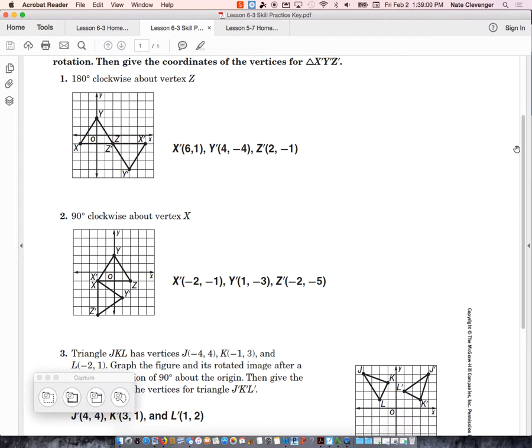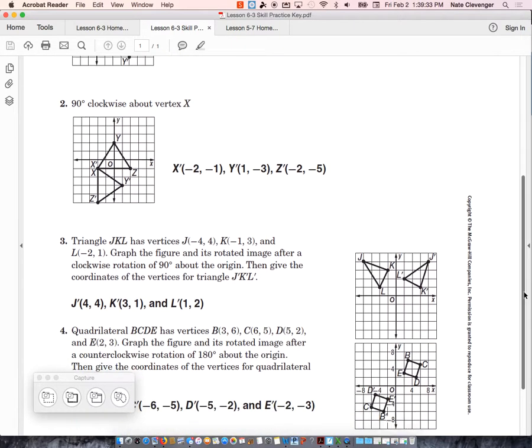Number 2, you have your 2 images again, and I showed somebody, probably in this class that was in MTSS, this one wrong. I took this point and put it out here instead of in. So if that's you, don't count that wrong. But otherwise, the ordered pairs are x prime is -2, -1, y prime is 1, -3, z prime is -2, -5.